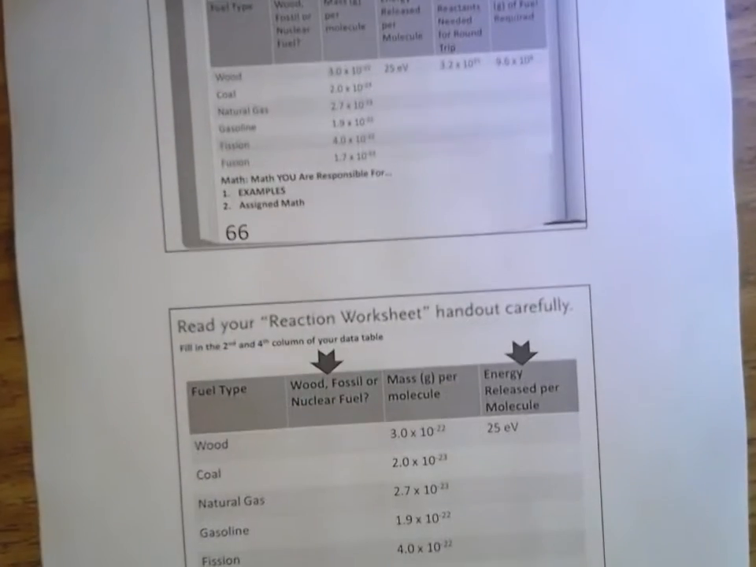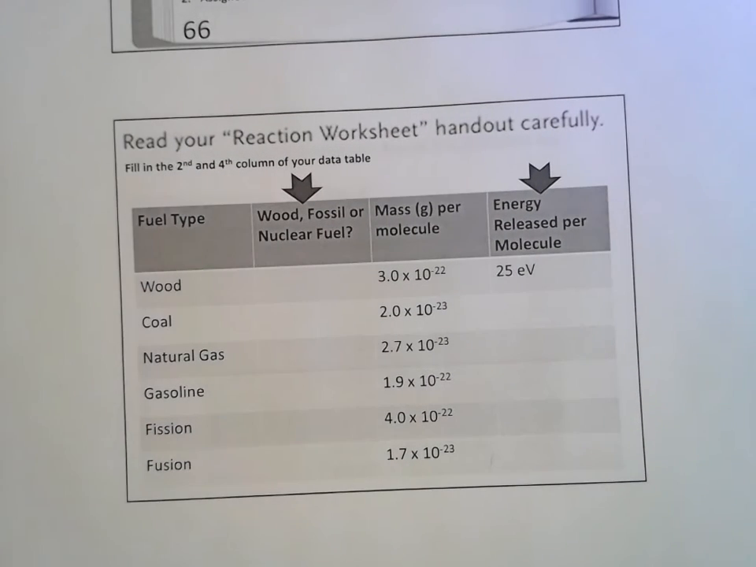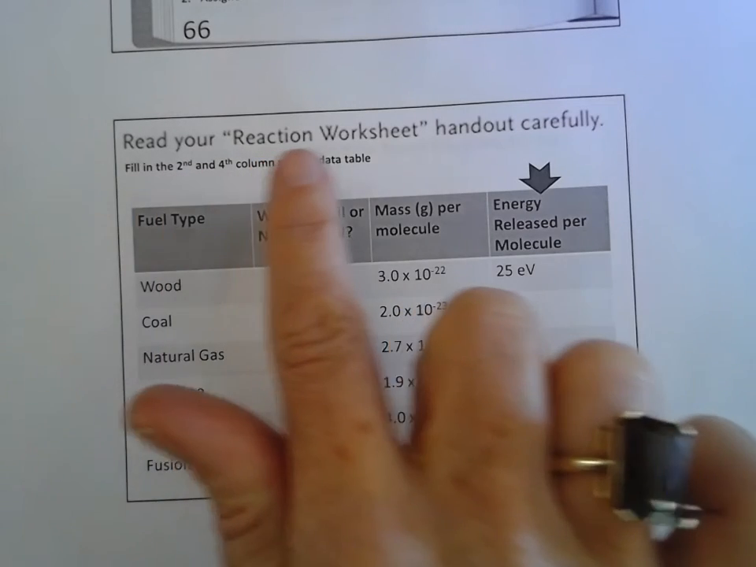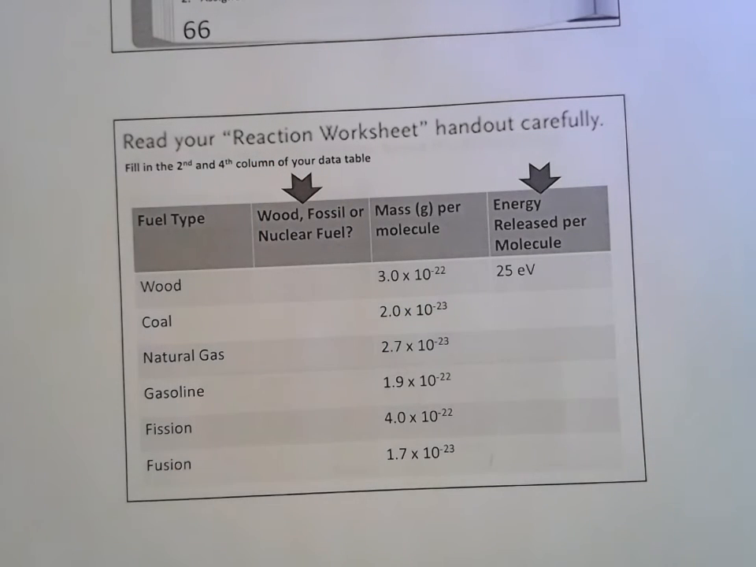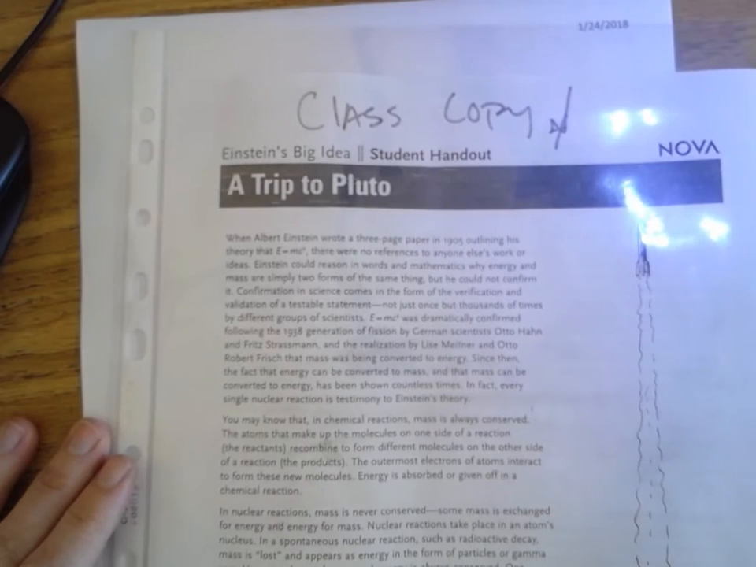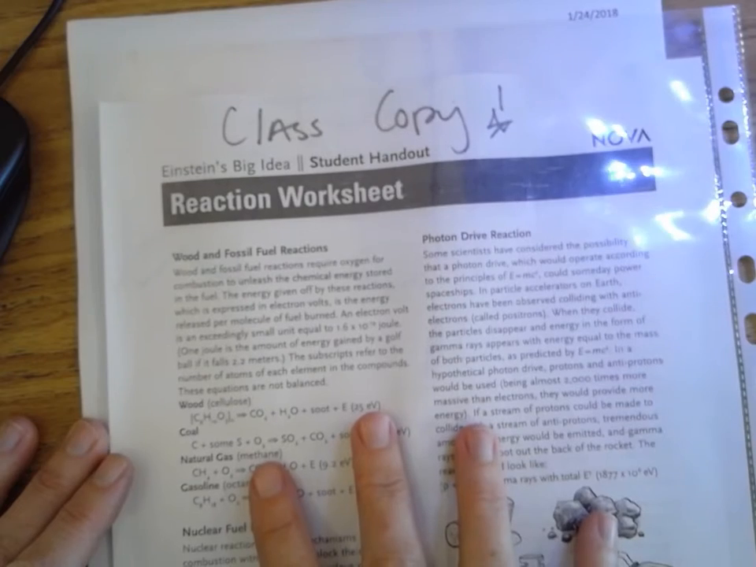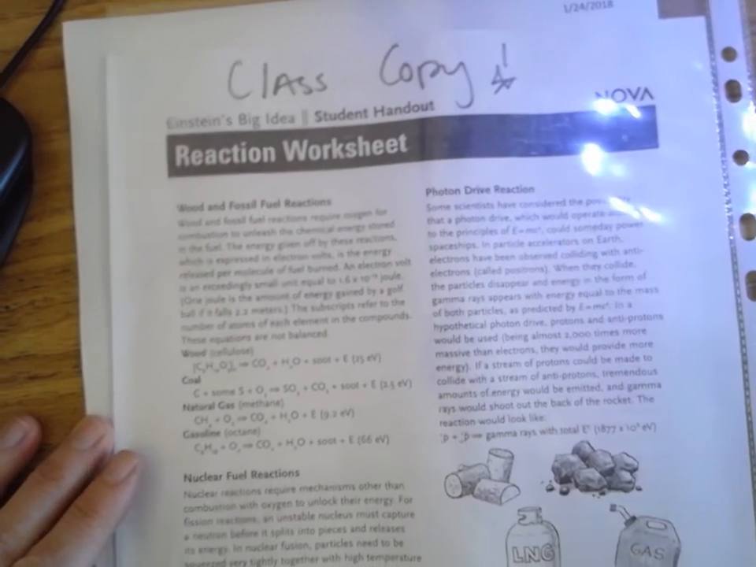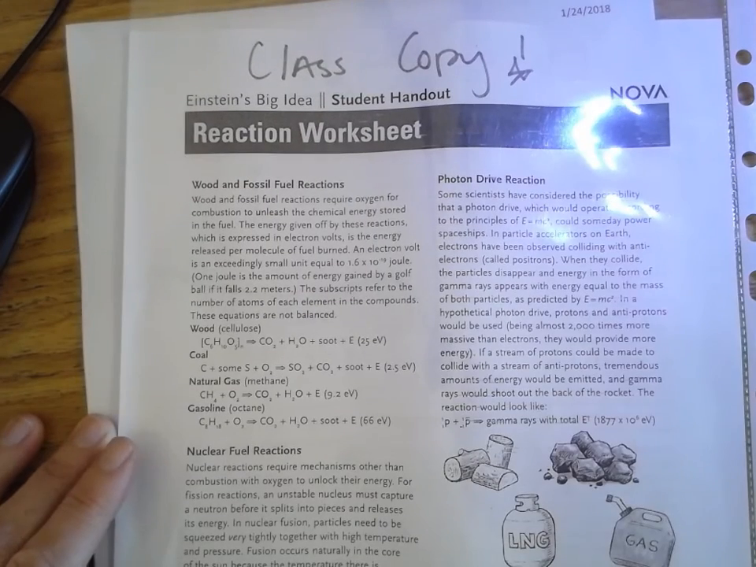Alright, to figure out your columns 2 and 4, we talked about this already. You're going to read the reaction worksheet handout carefully. These are class copies that we looked at, right? On one side was the reading that we did with the 3 big questions, and on this side is the reaction worksheet. This information is going to help you fill in column 2 and column 4.